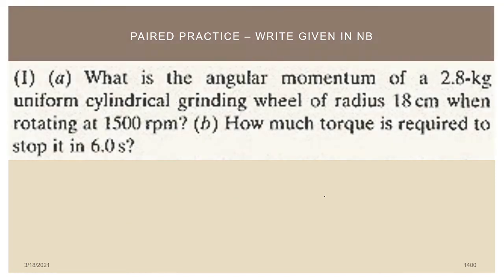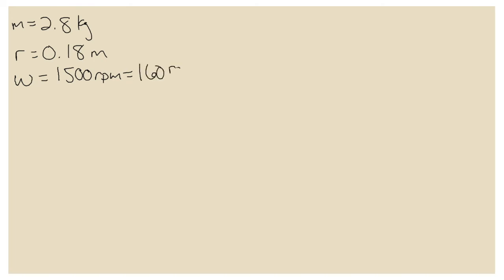So obviously, the first thing we're going to need to do when we're solving these problems is write down the knowns. The mass here is 2.8 kilograms. We have the radius of this cylindrical grinding wheel is 18 centimeters, so that would be 0.18 meters. They tell us here that the angular velocity of this object is 1,500 RPMs. And of course, when you multiply that by 2 pi over 60, you can convert it to radians per second. And when you do that, at least to 2 significant digits, you get 160 radians per second. And here we're looking for the angular momentum, L.